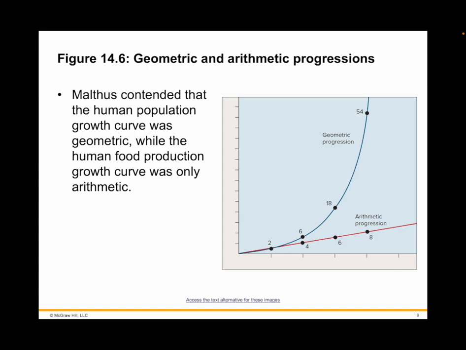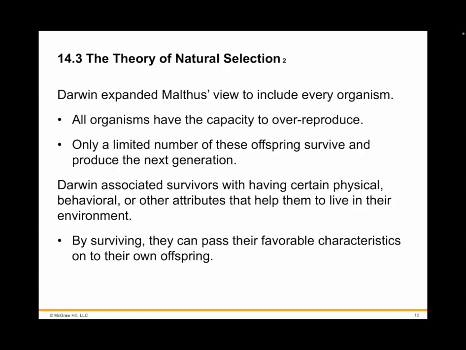Sparked by Malthus's ideas, Darwin saw that although every organism has the potential to produce more offspring than can survive, only a limited number actually do survive and produce further offspring.